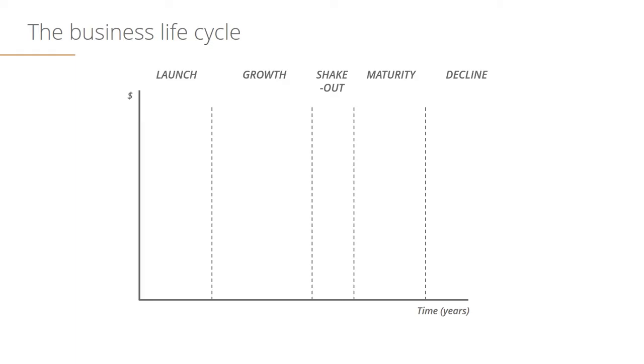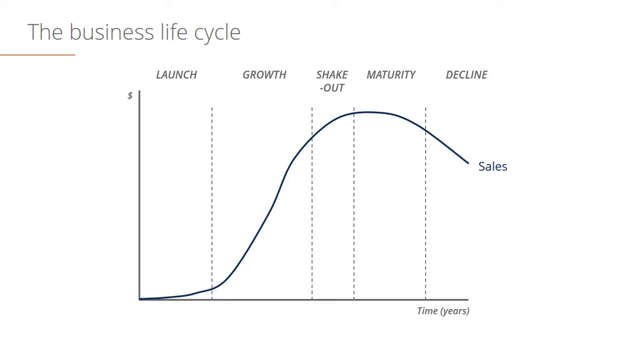Now, at various stages of this life cycle, financial metrics look very different. The first one we're going to review is sales or revenue. At launch, of course, it's zero. It grows very rapidly during the growth phase. Shakeout is when competition enters, and there's, as you can see, sort of a peak to the sales growth as competition becomes fierce and the industry becomes mature and eventually declines.